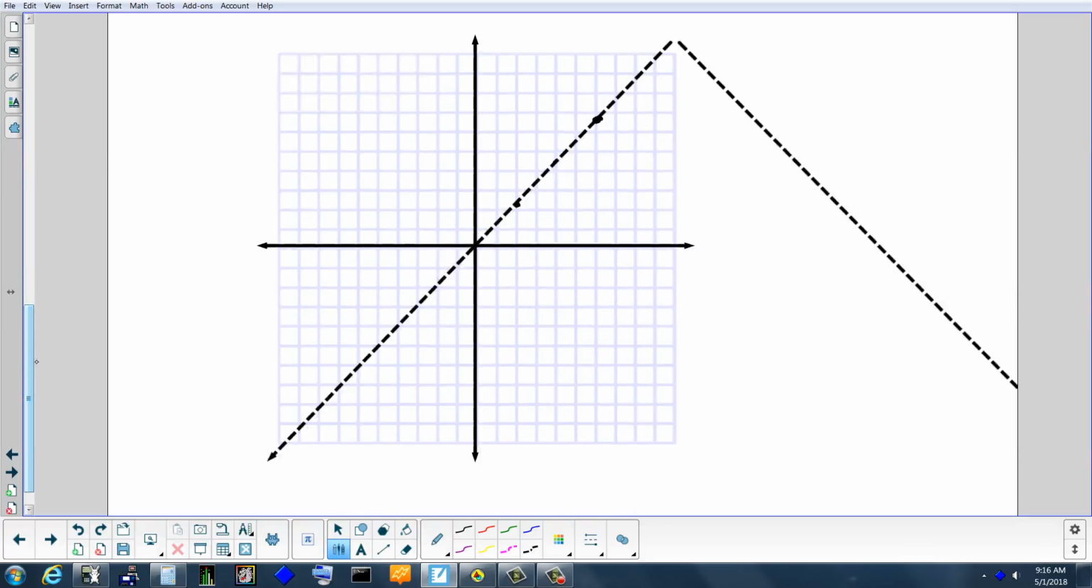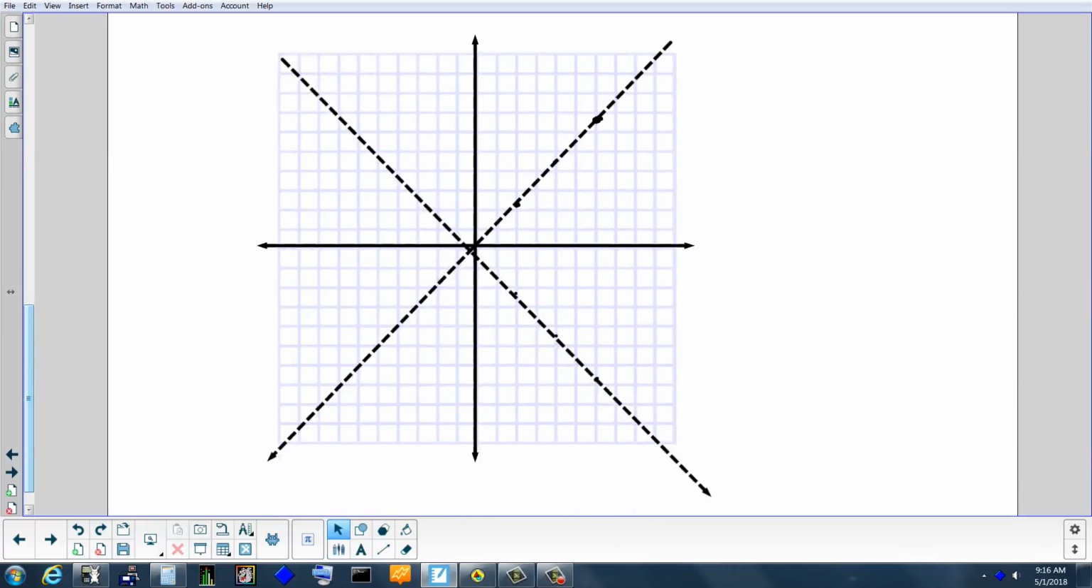And now we'll go down 2.2, right 2. Down to 4.4, right 2. And then we'll go down 6.6, right 2. About right there. It's a little bit off, but it's not bad. Okay. Any questions on asymptotes?